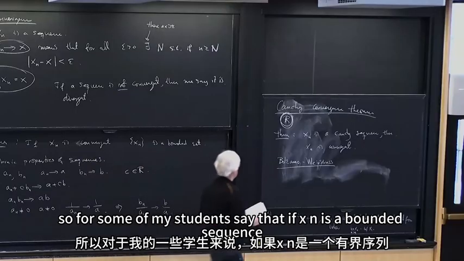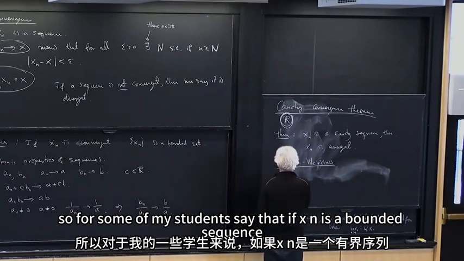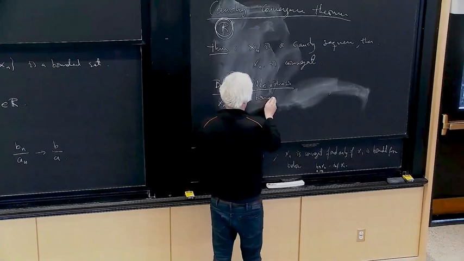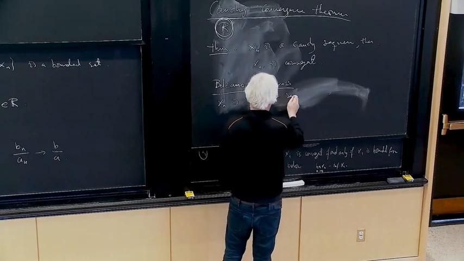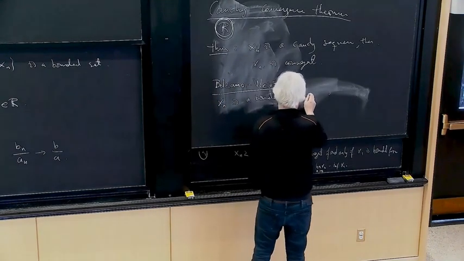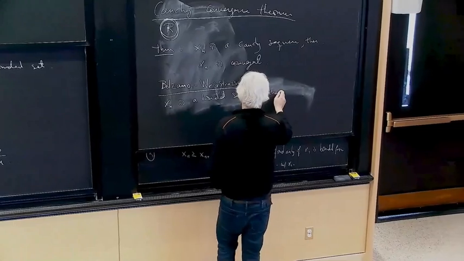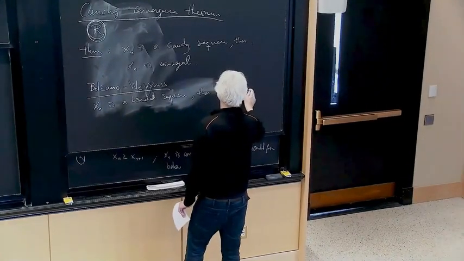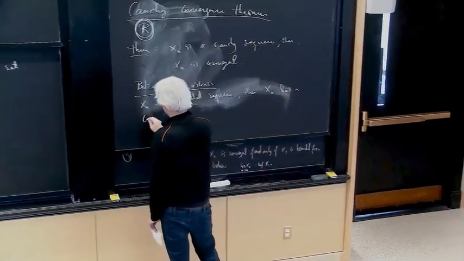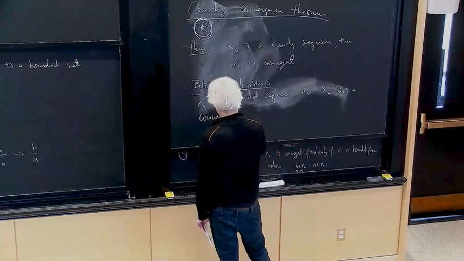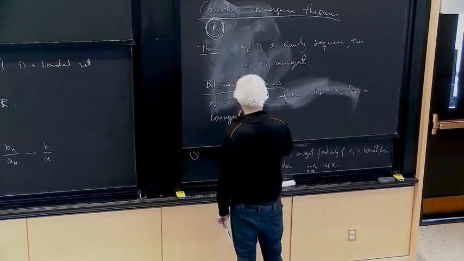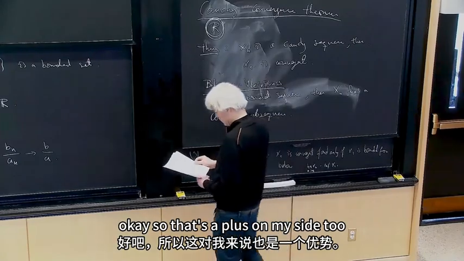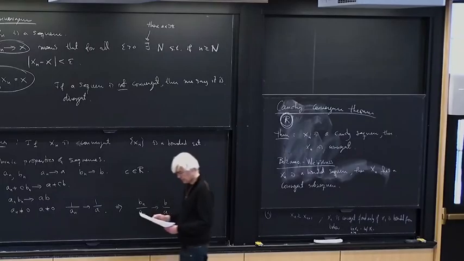So the Bolzano-Weierstrass theorem says that if Xn is a bounded sequence, then Xn has a convergent subsequence. Okay, so that's the Bolzano-Weierstrass theorem.